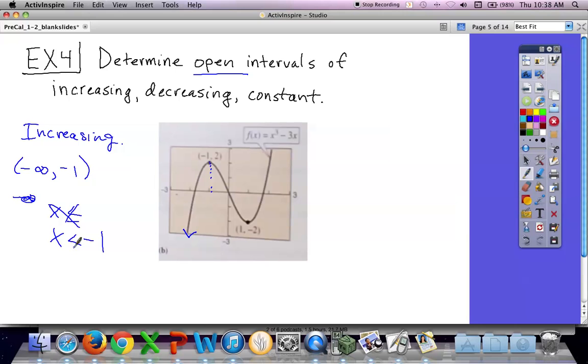Okay? Where else is it increasing on that graph? From 1 to infinity, right? From this point over, it's increasing. So you would say 1 to infinity. Okay? Where is it decreasing?